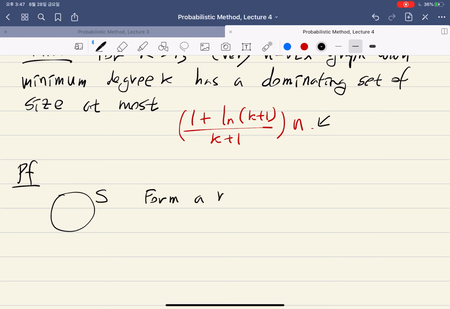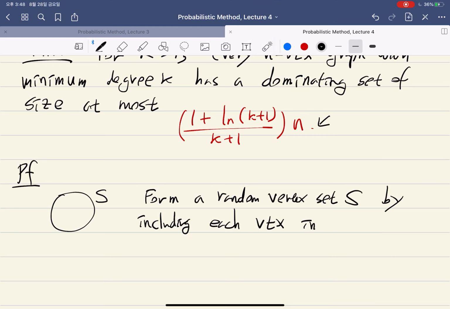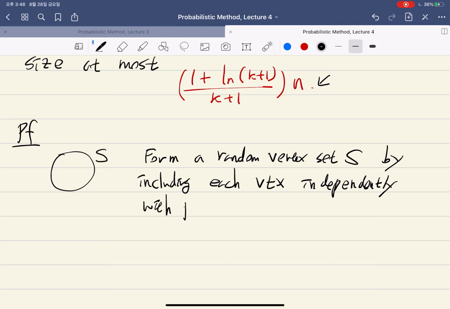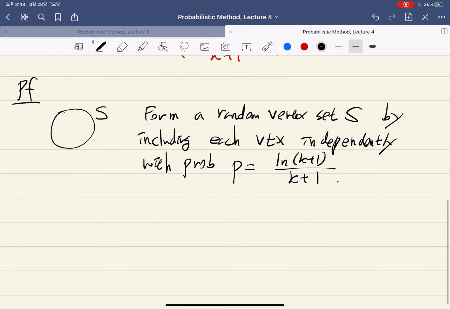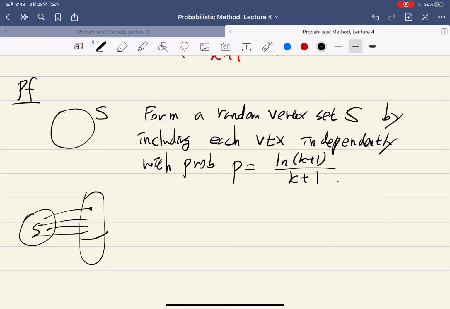So we form a random vertex set S by including each vertex independently at random with probability p, say p is log(K+1) over K+1. Then now we have S, and some of the vertices outside of S are dominated by S, as they have a neighbor in S. But some of the vertices might not be dominated by S.